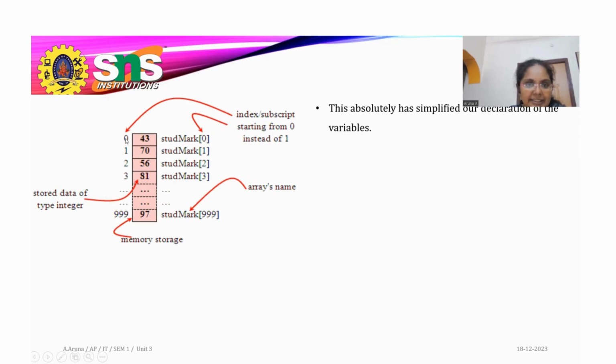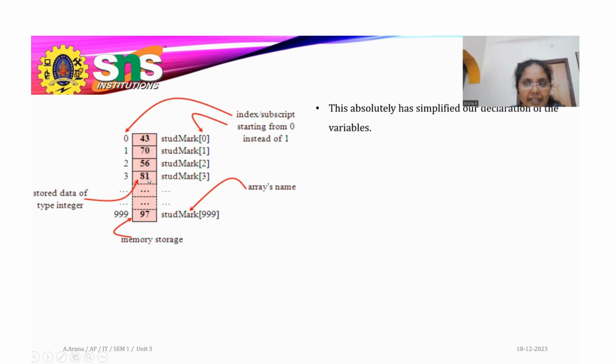Here is how the data is stored: this is the index or subscript, starting from 0 to 999. So this is the student marks. Because an array is a contiguous memory location, in each memory location we can store our marks, that is 43, 70, 56, 81.